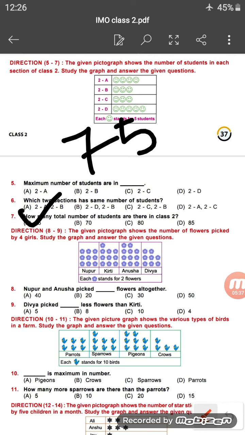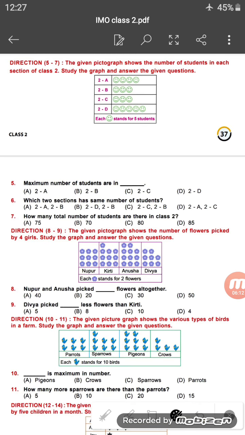If each purple flower stands for 2 flowers, then Nupur has picked 1, 2, 3, 4, 5, 6, 7, 8, 9. So Nupur has picked 9, and 9 into 2 is 18. And Anusha has 1, 2, 3, 4, 5, 6, 7, 8, 9, 10, 11. So 11 into 2 is 22. So altogether they have picked 40. So the answer is 40.